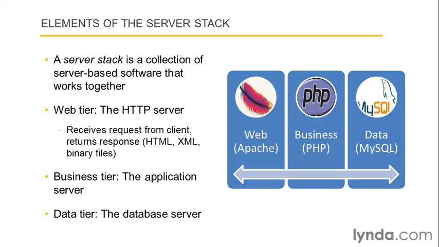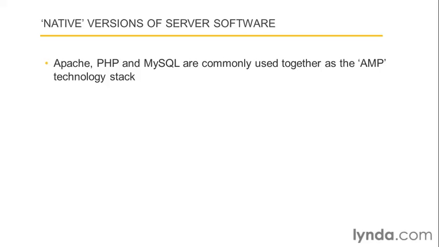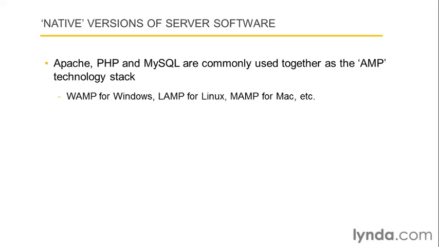In a server environment that uses AMP technologies, the web server is Apache, the application server is PHP, and the database server is MySQL. If you choose, you can download native versions of the server software packages. The three packages together are known as the AMP technology stack. You'll typically see them called WAMP if they're hosted on Windows, LAMP on Linux, and MAMP on Mac OS X.